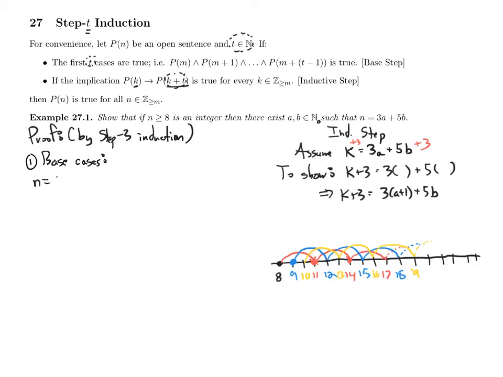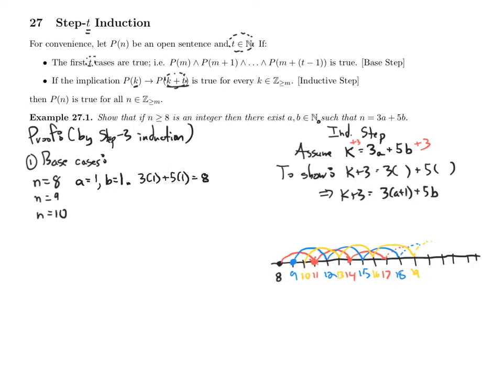We need n equals 8, n equals 9, and n equals 10. So can we find whole number multiples of 3 and 5, so an a and a b that are whole numbers, so that we know that we can write 8 as some number of 3's plus some number of 5's? Well, this one is pretty easy. We just need to let a equal 1 and b equal 1. Then 3 times 1 plus 5 times 1 is indeed 8.